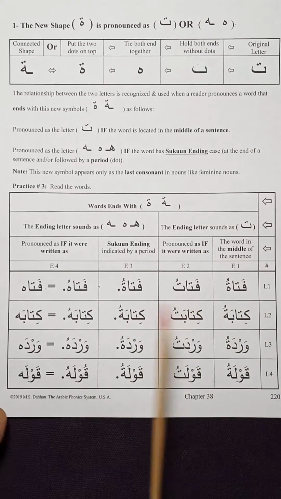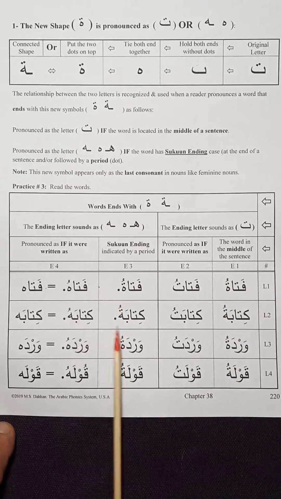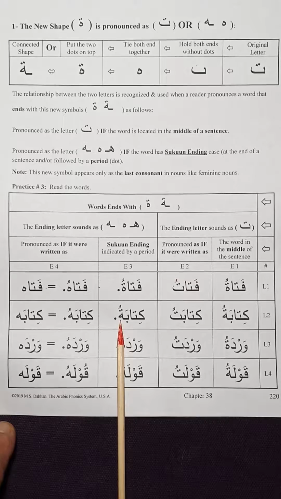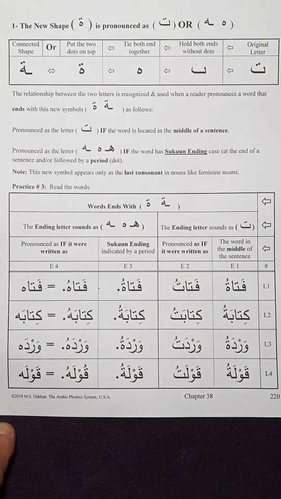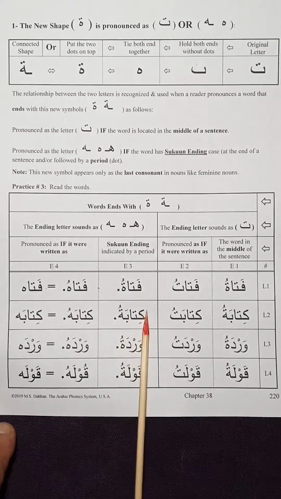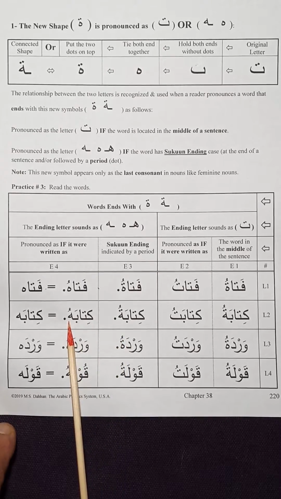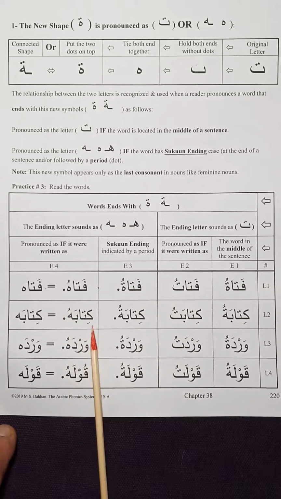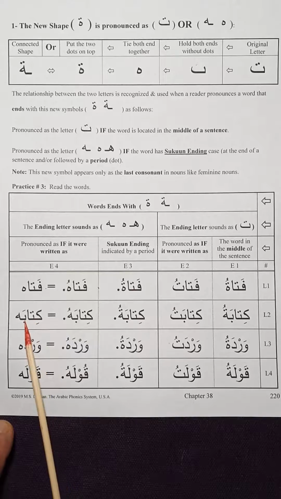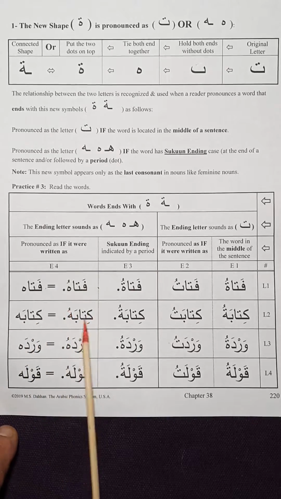So what would you automatically think? Okay, we ignore the vowel and pronounce that letter with sukoon, but not in this case. Because of this dot, it will automatically look like this, and that's what you pronounce, kitabahu, and that's how it looks, kitabahu. No, I'm sorry, kitabah, because we ignore the vowel, kitabah.